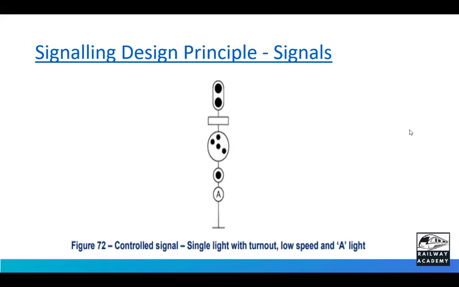When it is working as an automatic signal, it will work as an A marker light. And if you have a low speed arrangement for receiving trains, between the turnout signal and the A marker light you have got a subsidiary signal called the low speed signal, which will be given for slowly receiving the train. That is the slow speed signal.